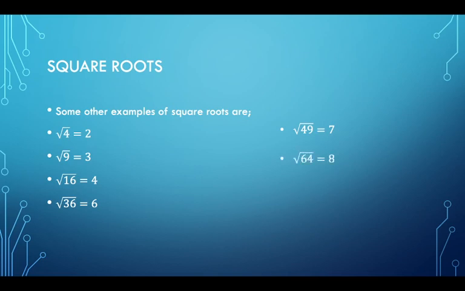Square root of 64 is 8, because 8 times 8, or 8 squared, is 64. The square root of 81 is 9, because 9 times 9, or 9 squared, is 81. And the square root of 100 is 10, because 10 times 10, or 10 squared, is 100.